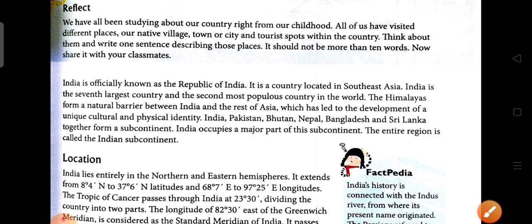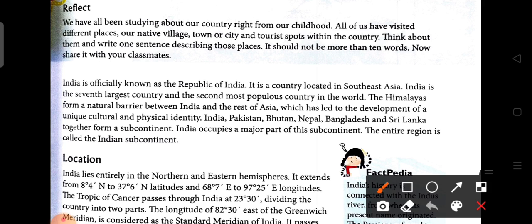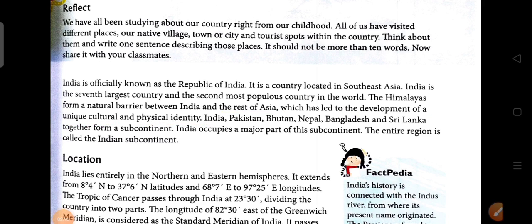The Himalayas form a natural barrier between India and the rest of Asia. As we know, the Himalaya is situated in the northern part of India and acts as a natural barrier between the rest of Asia and India, which led to the development of the unique culture and physical identity of India. Which means as it is not connected with the rest of Asia, their impact has not fallen on Indian culture and physical identity.